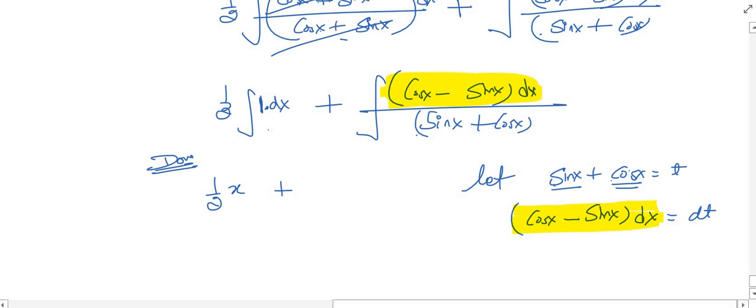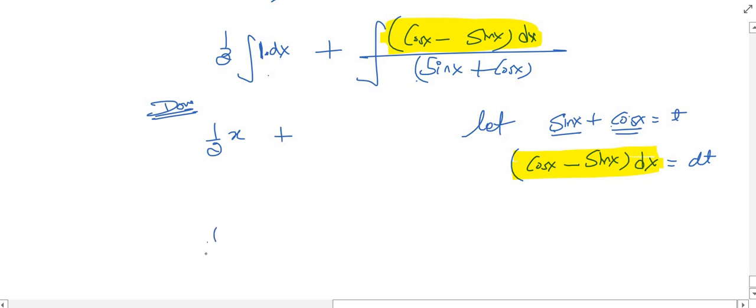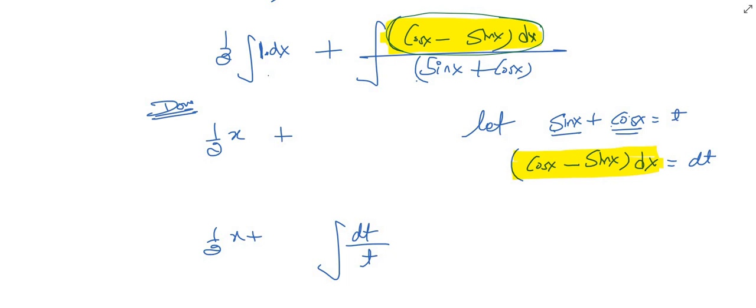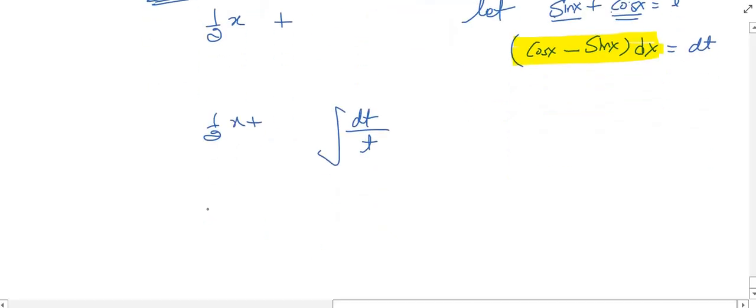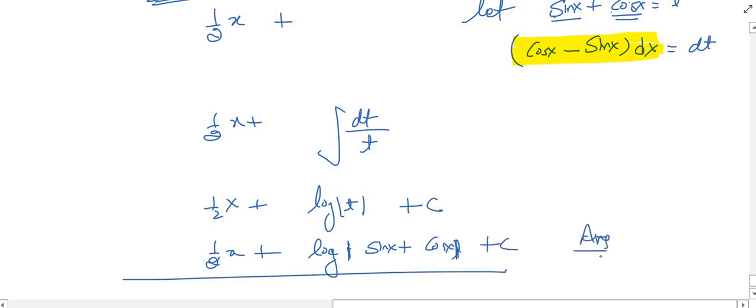Yeah, we have it. So what will be the integration? 1 by 2x plus this, I can write this entire numerator as dt, and this is t. So what will be the integration? Log of t plus c. And what was t, guys? t was nothing but sin x plus cos x plus c. This is my answer. This is a very important question.